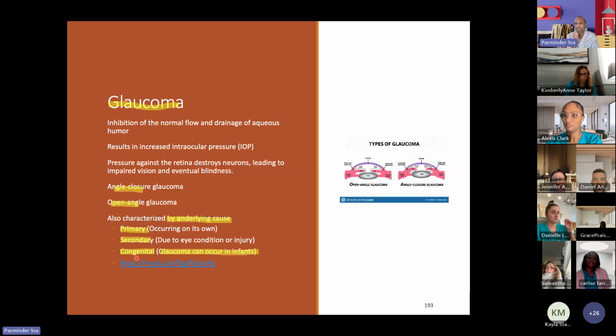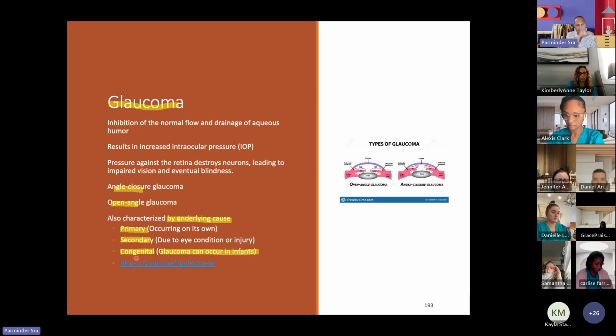Now, there's a condition, this glaucoma happens in adults, and it can happen even in infants. They're born with it. Make sure you know that term. It's called congenital glaucoma. Okay. If infants are born with it, it's called congenital glaucoma.